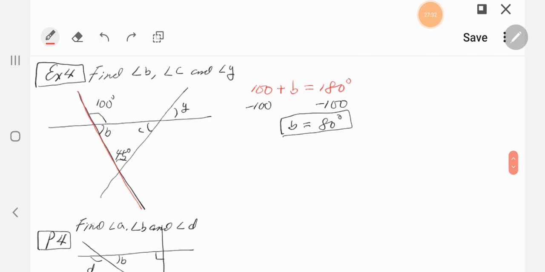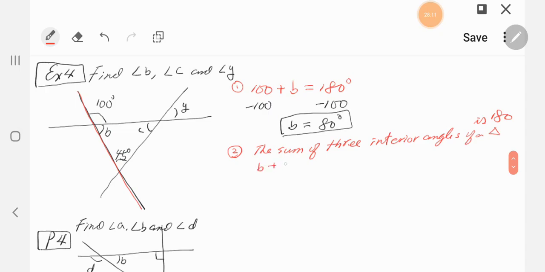Okay, then we need to find C, right? C. So here is number two. In order to find C, the sum of three interior angles of a triangle is 180, right? Is 180. So let's add up all three angles.